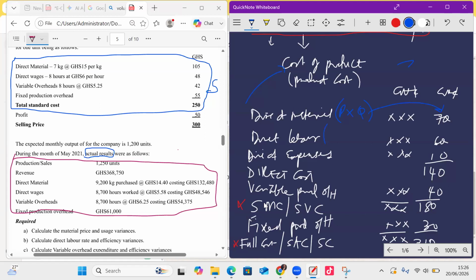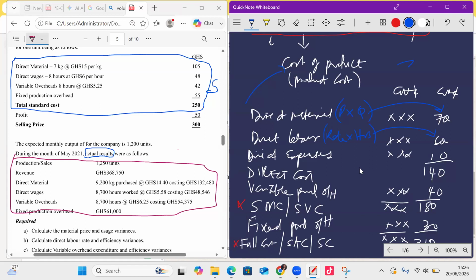Labor too, we need a rate times the hours to be worked, because it's labor, human labor hours. These two combined will give us the labor cost. Direct expenses, sometimes or most times they do not present it. It can also be price and quantity of whichever.